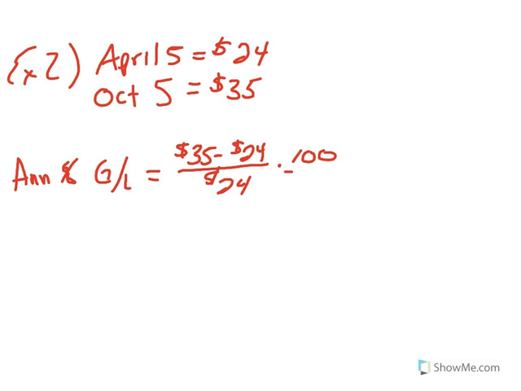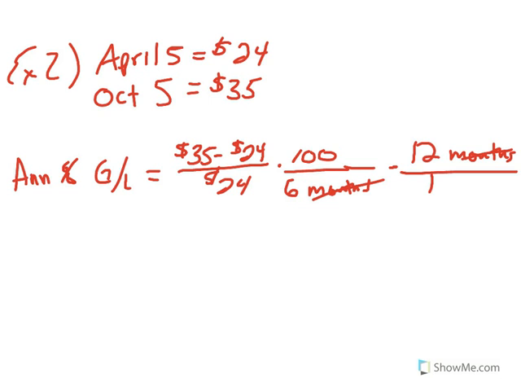Multiply this by 100, divided by the time in units. April the 5th to October the 5th is 6 months. Times time equivalent to 1 year. We're talking about months here, so we need months up here, because we want these months to cancel. How many months in 1 year? There's 12. 12 months is equivalent to 1 year.